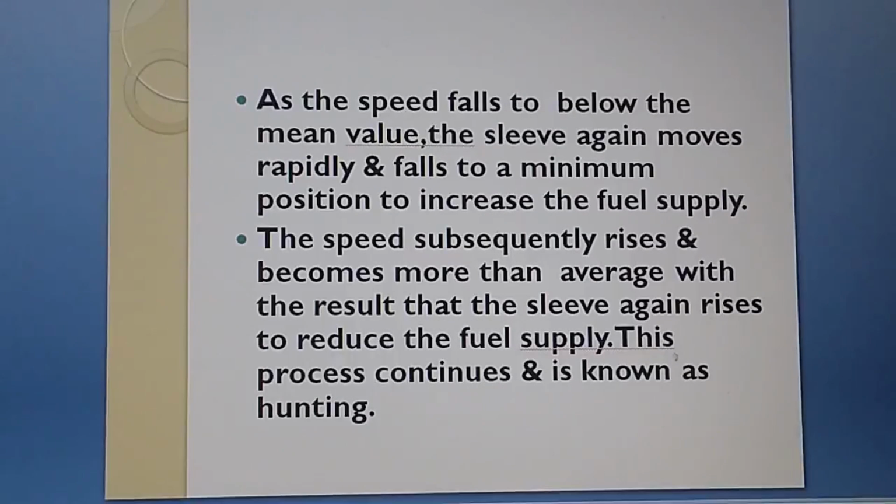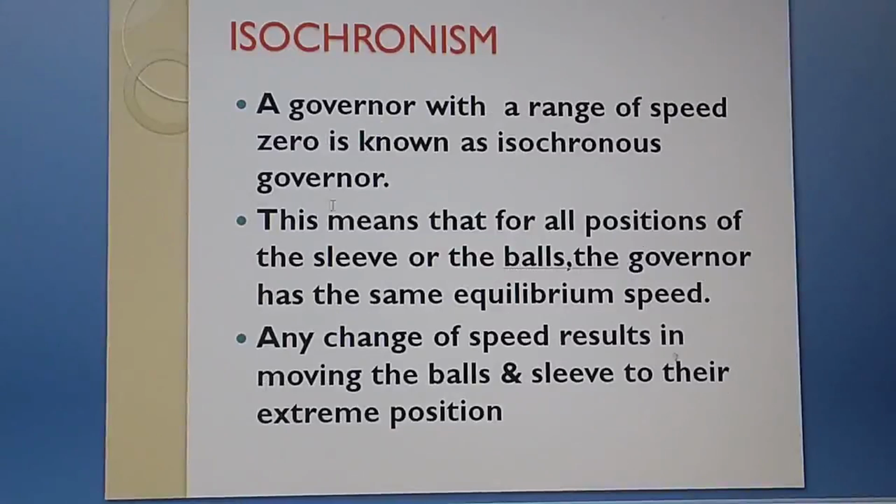Now let us switch to the next term, isochronism. It is a most important term. A governor with a range of speed 0 is known as isochronism or an isochronous governor. And this means n2 minus n1 is equal to 0, that means n2 is equal to n1. So for all the positions of the sleeve or the balls, the governor has the same equilibrium speed, meaning n1 is equal to n2 is equal to n.